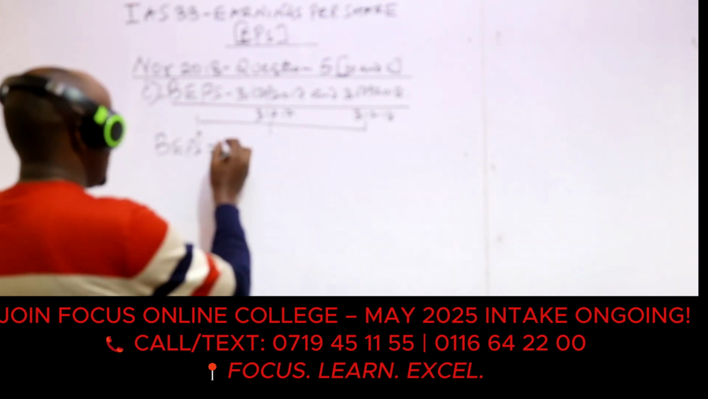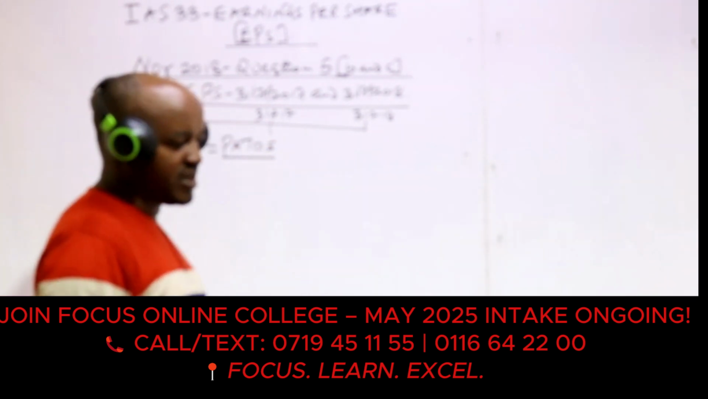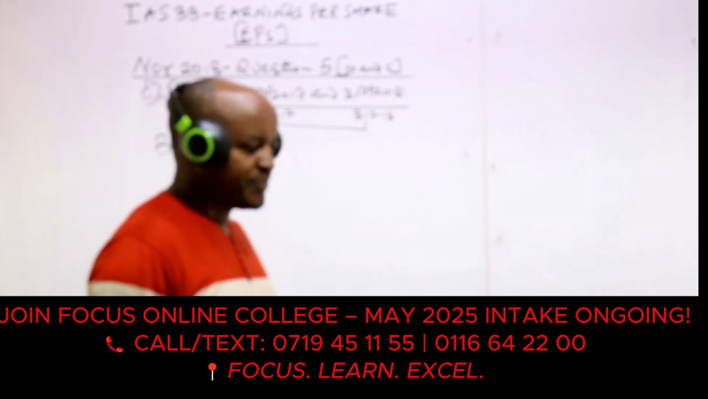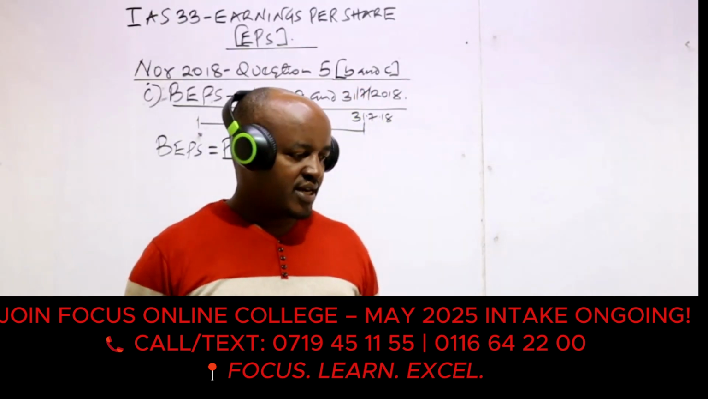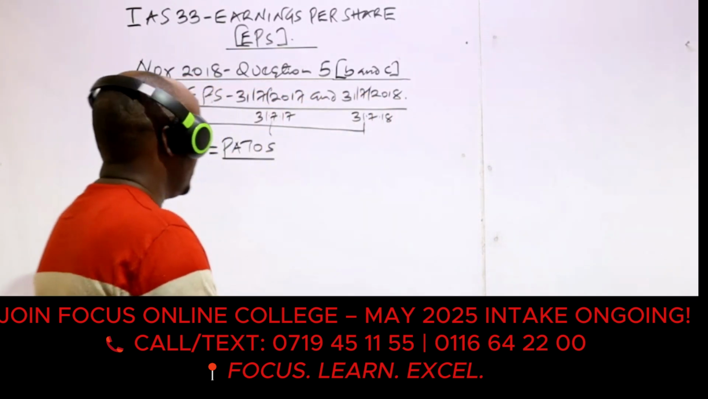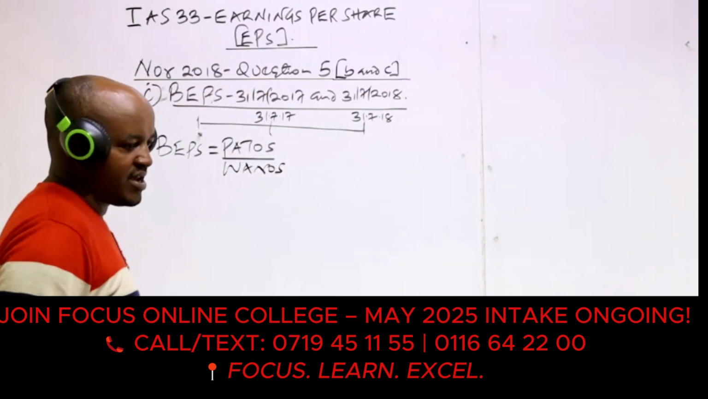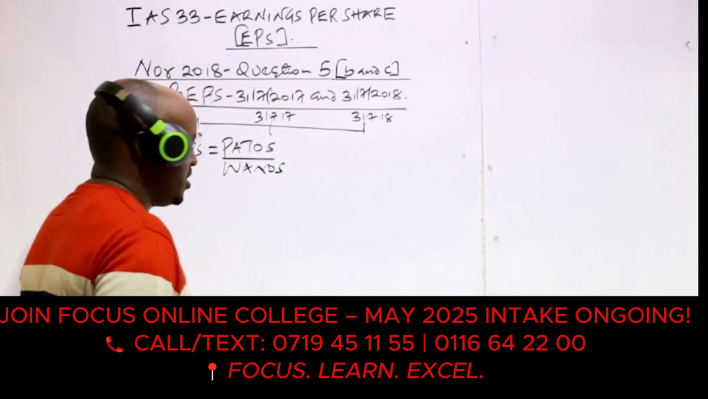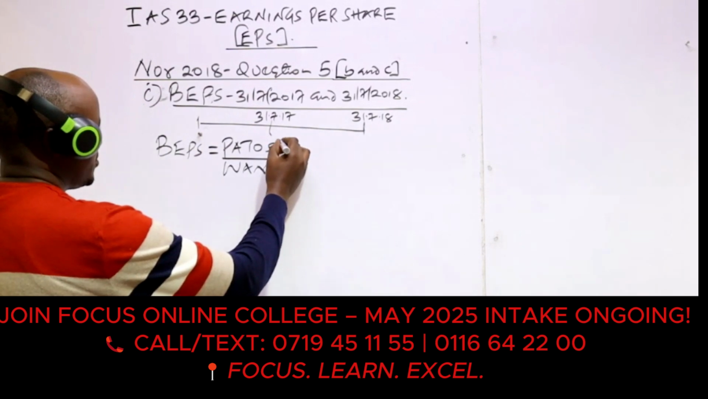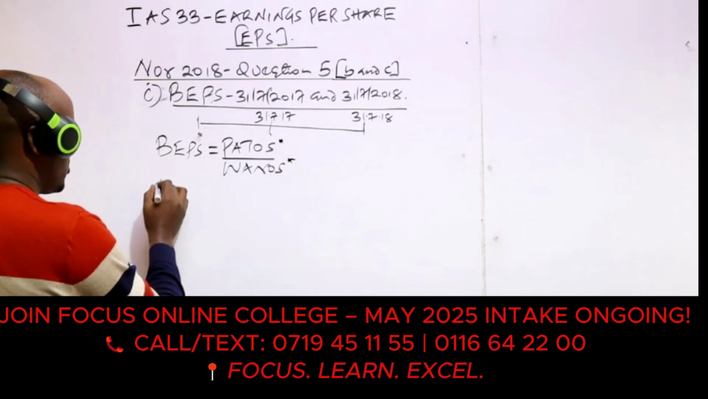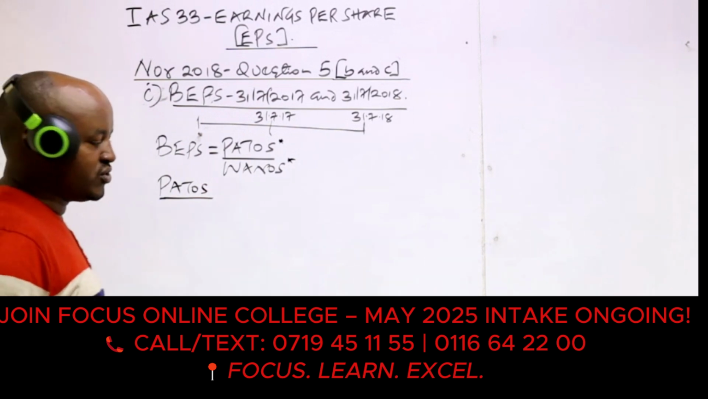To compute the basic earnings per share, we take the PATOS, the profits attributable to ordinary shareholders, and then we divide that by the weighted average number of ordinary shares. So that is the first thing we need to remember. Having the formula, we need to compute these 2 items. Let's start by computing the PATOS, which is the profits attributable to ordinary shareholders.